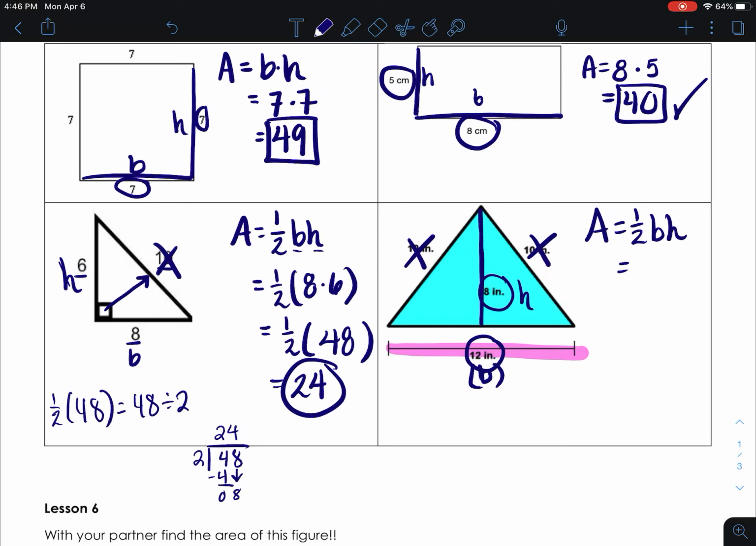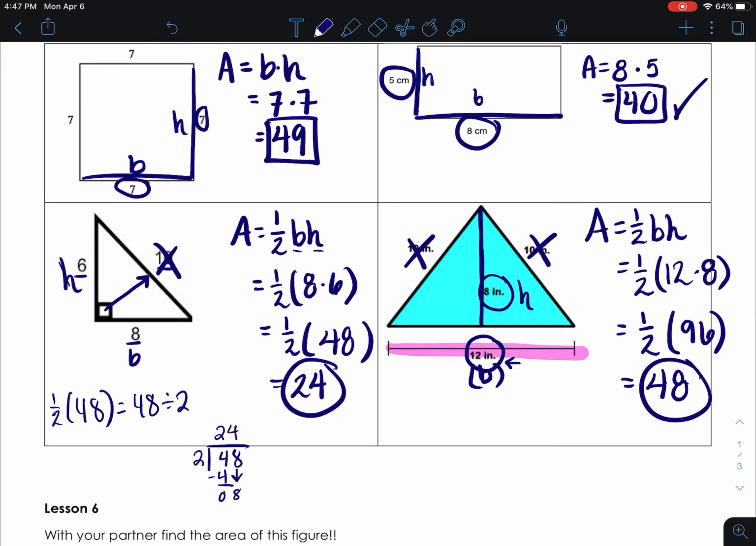8 was the height. So when I plug this in, I should get 1/2 of 12, which is my base, times 8. 1/2 of 12 times 8, that is 96. 1/2 of 96, you can go ahead and divide that on your own, but that should be 48.